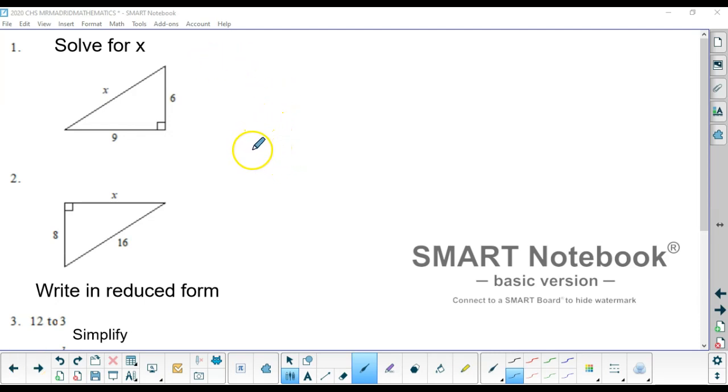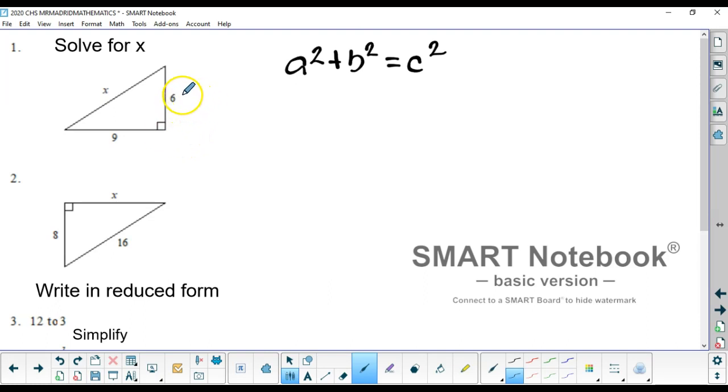Let's go ahead and take care of some math problems. We've got this situation here where they want us to solve for x given this triangle. Many of you guys would think about the Pythagorean theorem. Because it is a right triangle, you are indeed correct.